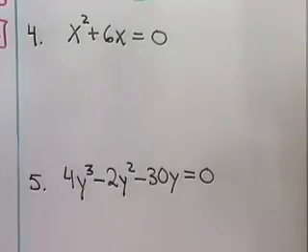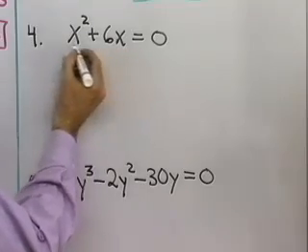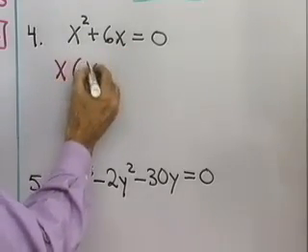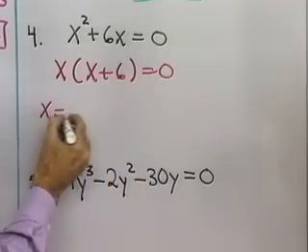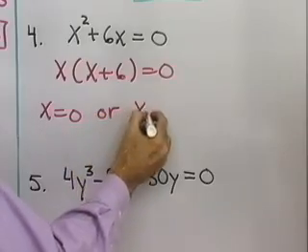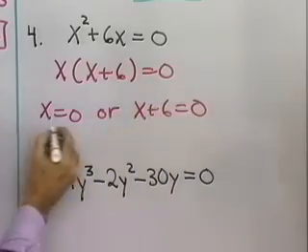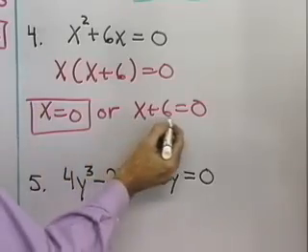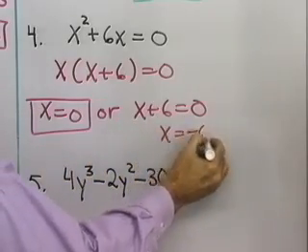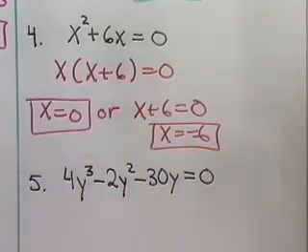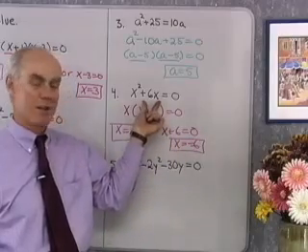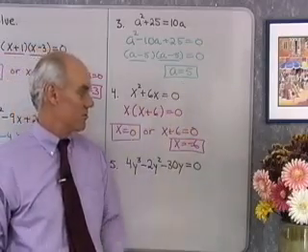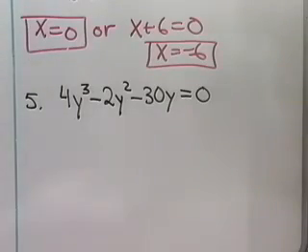My next problem, x squared plus 6x is equal to 0. Let's try factoring by factoring out the greatest common factor. I have x times x plus 6 is equal to 0. Set the first factor equal to 0. Set the second factor equal to 0. When x is equal to 0, that's one solution. When x plus 6 is 0, I add negative 6 to both sides and get x equal minus 6 for my second solution. So this one has two solutions. Either one of those you can check real quickly by substituting them for x, and you'll see you get a true statement.